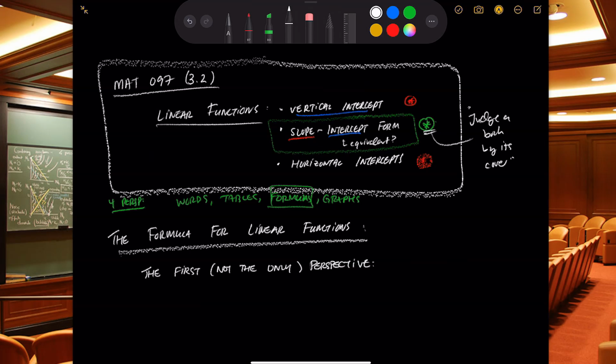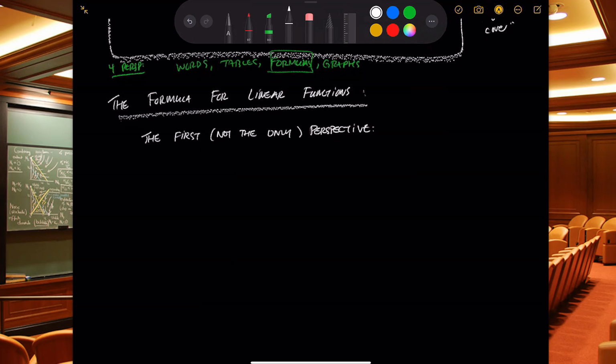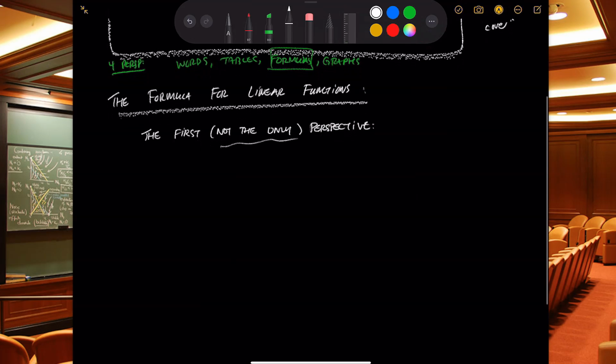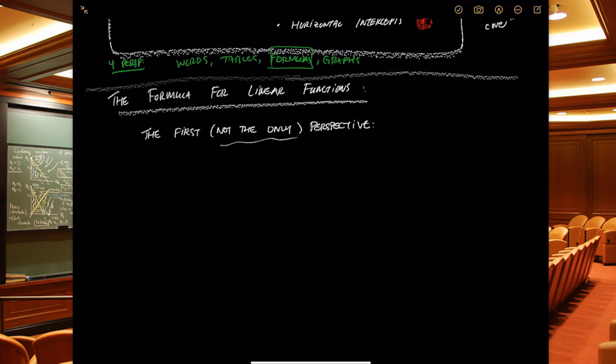So, you've probably heard, or you might slightly remember or tremble in fear when you hear the words y equals mx plus b. That is what we're talking about, but I don't want you to just remember the letters. I want you to understand why it works, how it works. So, the formula for linear functions, the first and not the only perspective. I want to say that there's lots of perspectives. This is just the most widely used one. Doesn't mean it's the best tool for the job all the time, is the slope-intercept form.